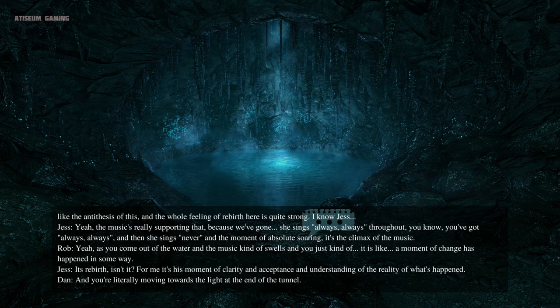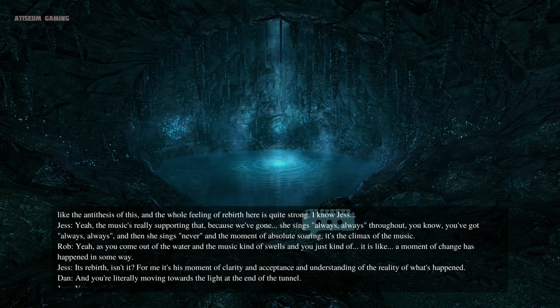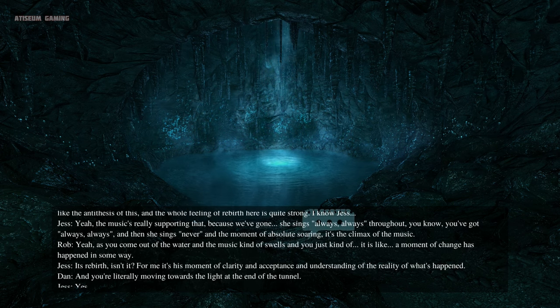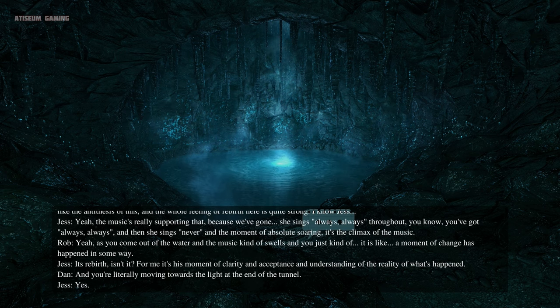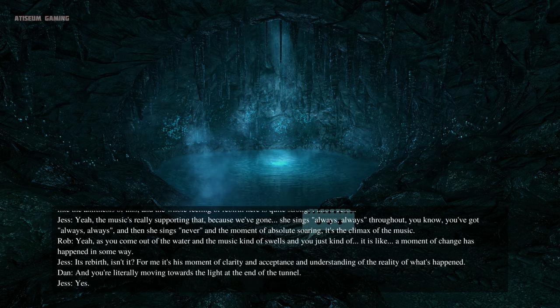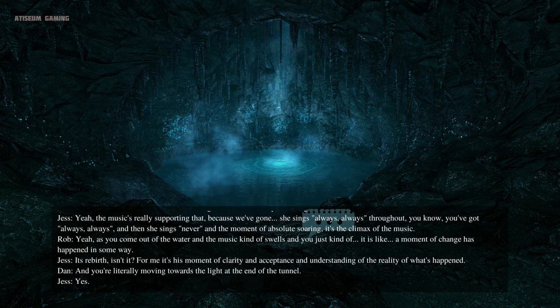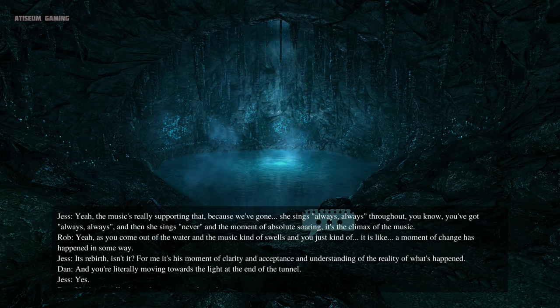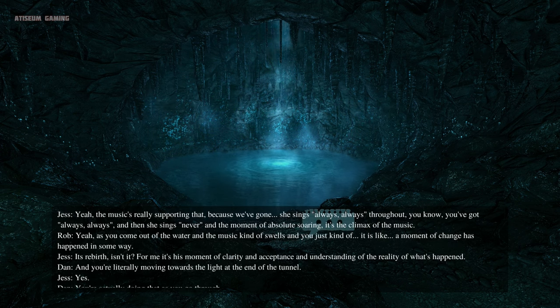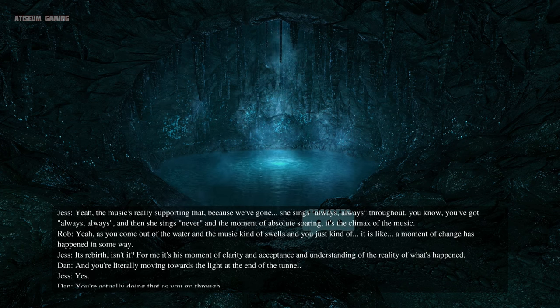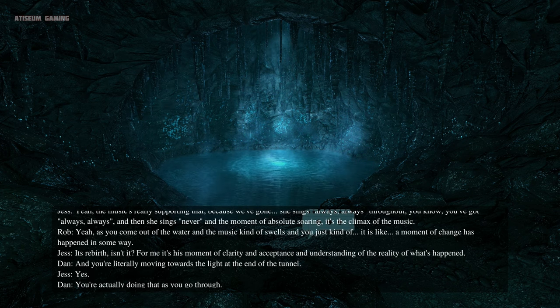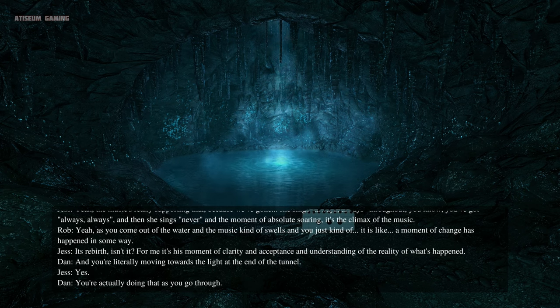Yeah, the music's really supporting that. Because she sings always, always throughout, and then she sings never, in a moment of absolute soaring. It's the climax of the music. As you come out of the water and the music swells, it is like a moment of change has happened in some way. And it's rebirth, isn't it?